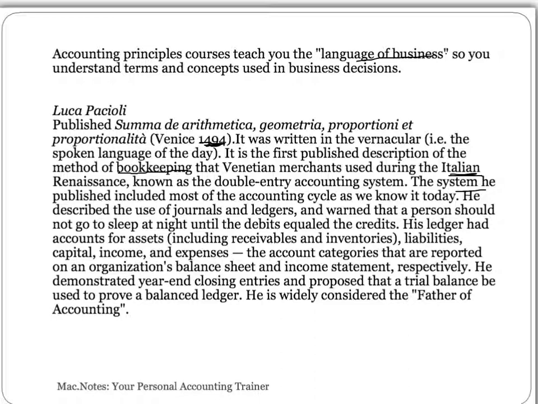His ledger had accounts for assets. What's an asset? Accounts receivable, inventories, liabilities, capital, income, and expenses. Now, all these words have come into the English language, but they come from that time period. And that is why we will be learning that language and the double entry accounting system. So Luca Pacioli is widely considered the father of accounting.